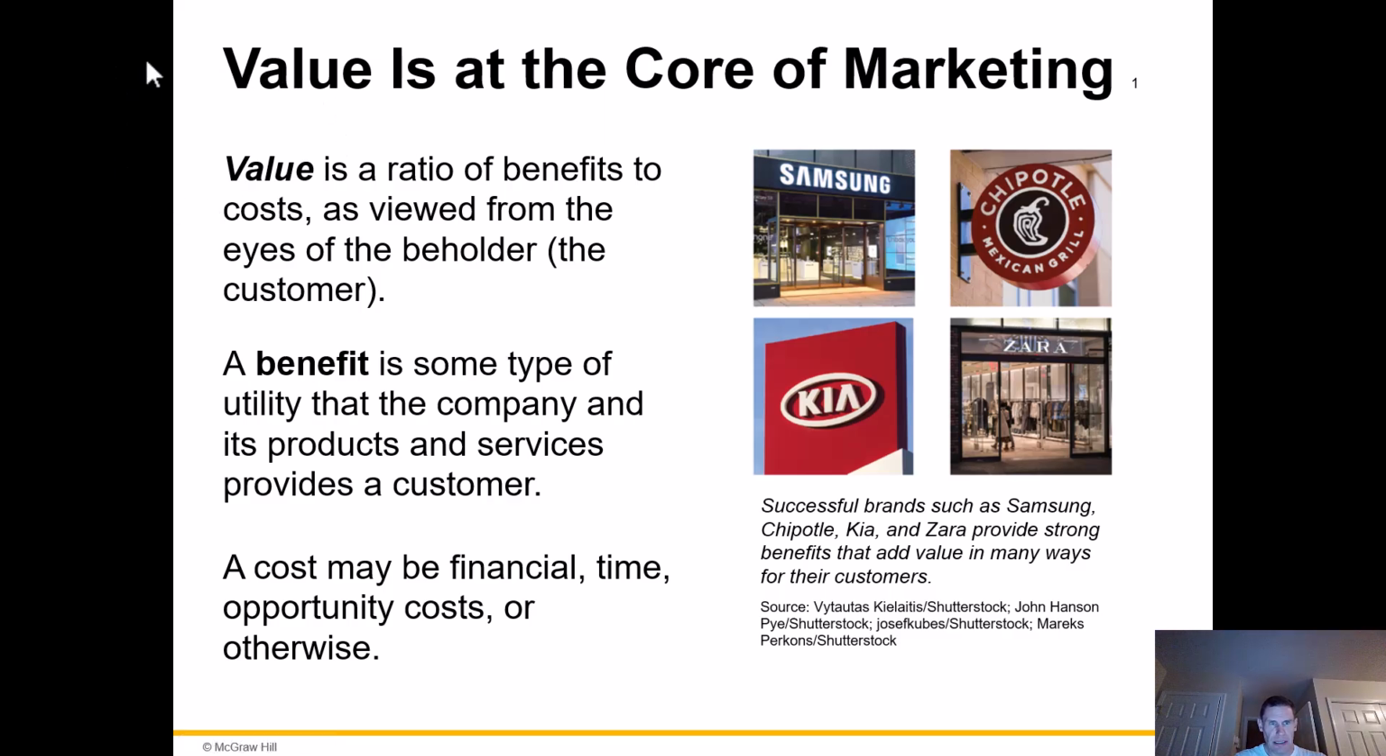So let's define a few items here, in reference to what is at the core of marketing, which of course is value. So value is defined as the ratio of benefits to costs, as viewed from the eyes of the beholder, i.e., the customer, not the company, but the customer. A benefit is some type of utility that the company and its products and services will provide to the customer. And a cost may be financial. That's obviously the main one we think of. Time, how long is it going to take? Opportunity cost, what's the cost of other alternatives that we're giving up to do this, or any other type of cost as well.